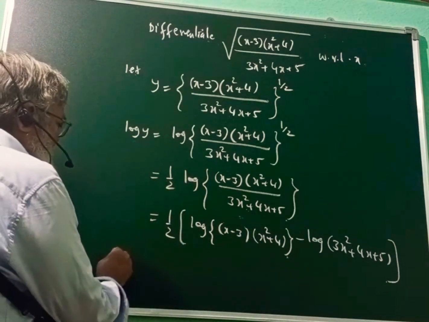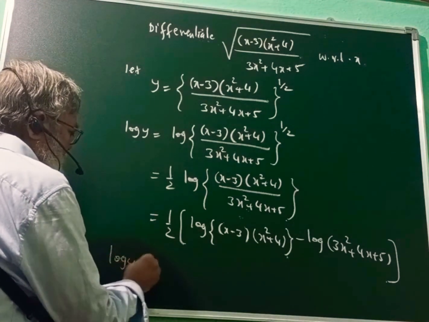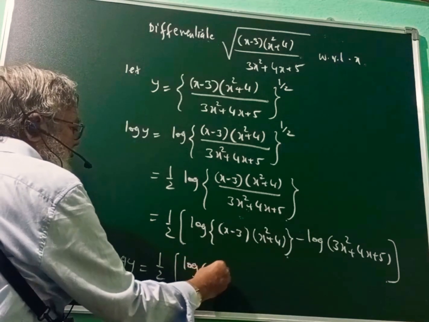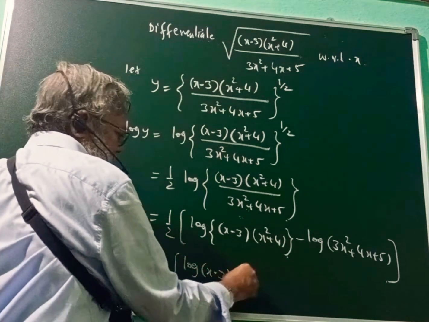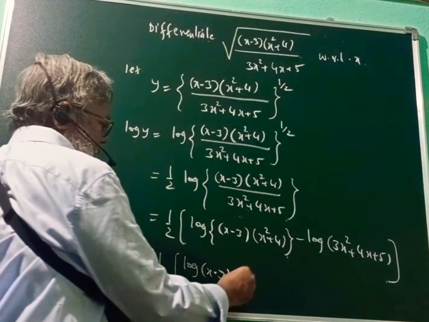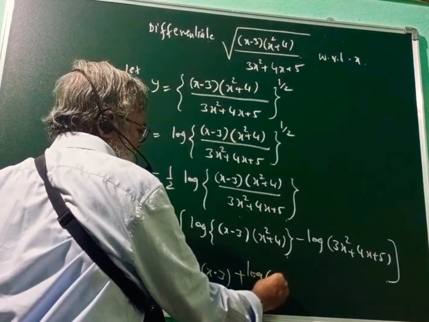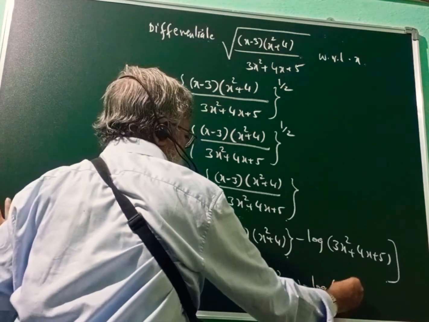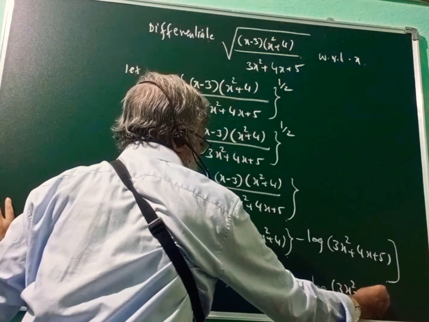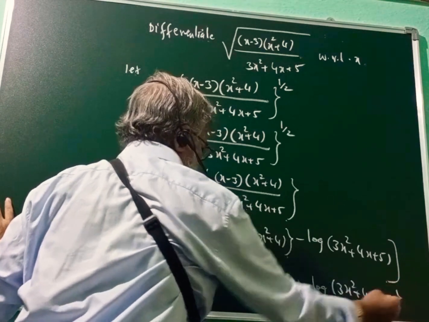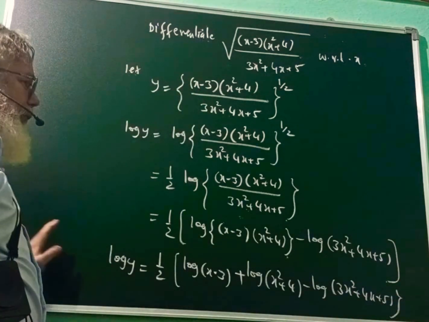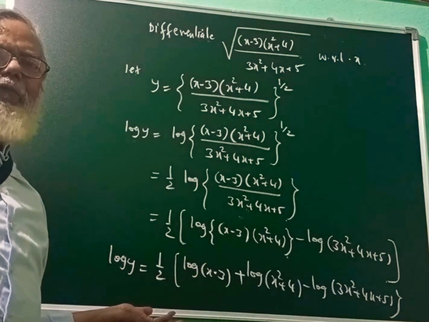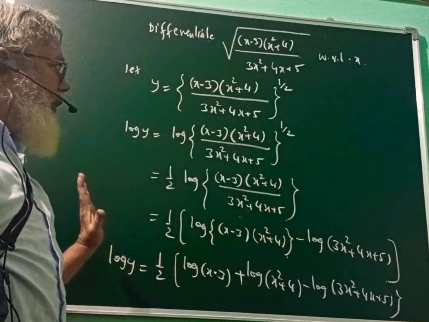So we can write log y is equal to 1 by 2 into log of x minus 3, plus sign will be there by the first formula of logarithm, log of x square plus 4, minus log of 3x square plus 4x plus 5. Now you can see the function is completely simplified and it is ready for differentiation. So then we can differentiate it.